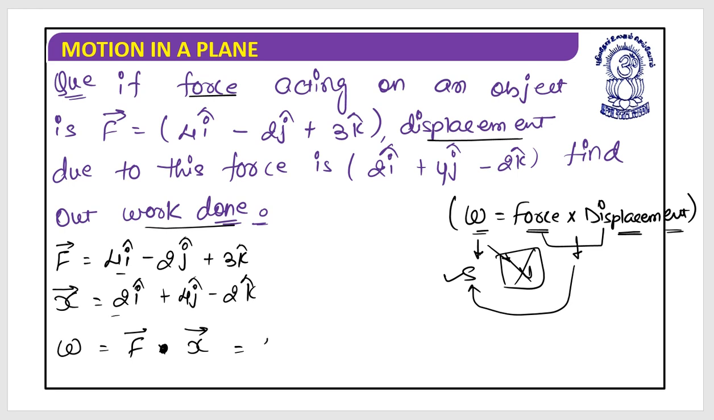4 times 2 is 8, minus 2 times 4 is minus 8, 3 times 2 is 6, but it is minus 6 because of the minus 2. The 8 cancels, and this is minus 6 joule. That's it, you did it. Well done, guys. I hope you understand this too.